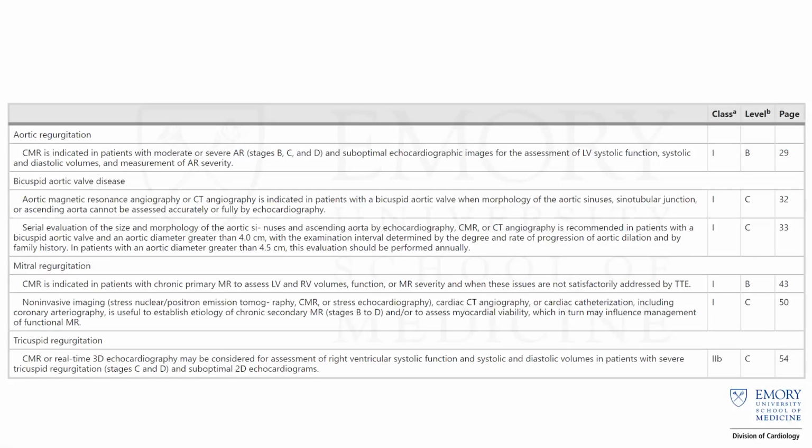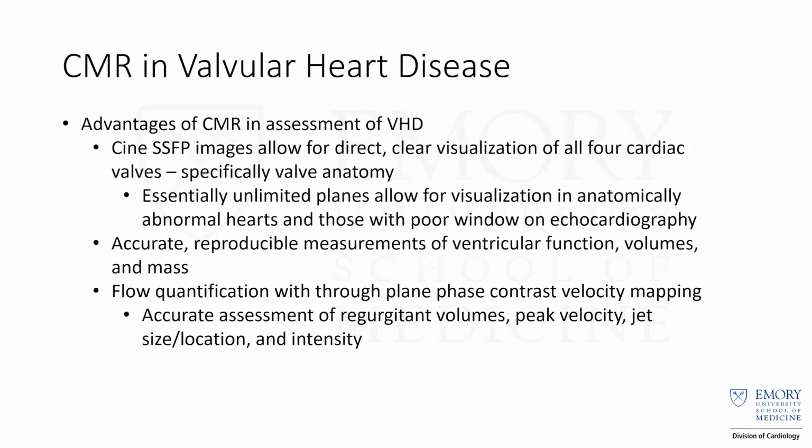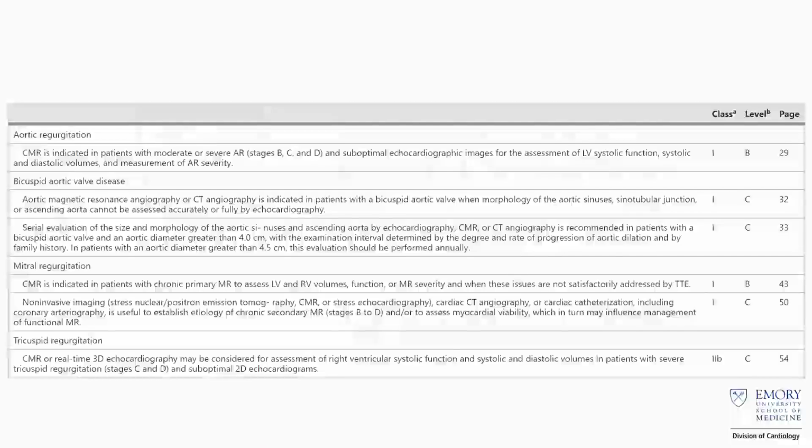Okay, we have 10 minutes left. So I'm going to talk a little bit about valvular disease. Just off the top, a lot of assessment of valvular disease with CMR is very similar for each of the 4 valves as far as the things that you can calculate and what you're looking for. So I'm going to go through these quickly, just because it gets repetitive. It's a valuable tool for valvular disease, but it's very similar for each of the valves.